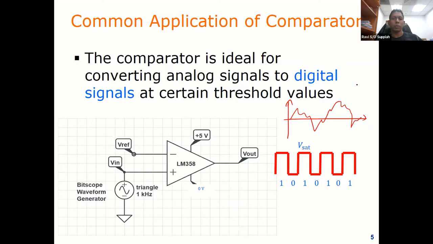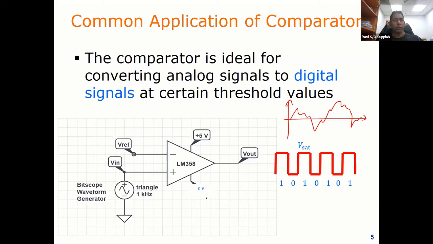If you remember your handout, we said that the plus minus VSAT is around 1 volt or so lesser than your plus minus VCC. So if you are running it at plus 5 volts and negative 5 volts, your plus minus VSAT will be close to maybe plus minus 4 volts or something like that. It all depends on what voltage you're running in.